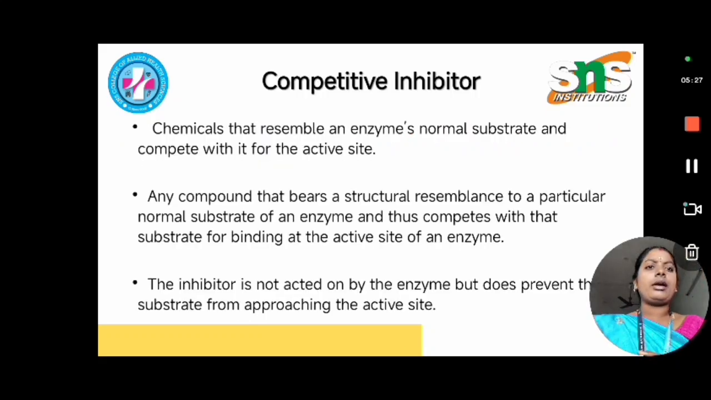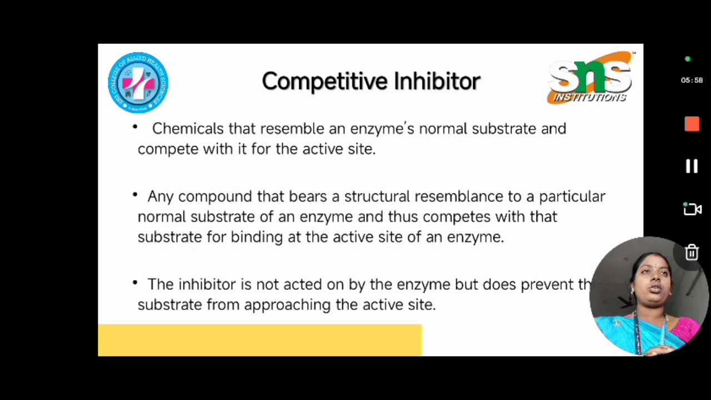So coming to the competitive inhibitor, the name itself says it competes. It is just a competition between one substance and another. In competitive inhibition, the competition occurs between the substrate and the inhibitor. A competitive inhibitor is a chemical that resembles the enzyme's normal substrate and competes with it for the active site.